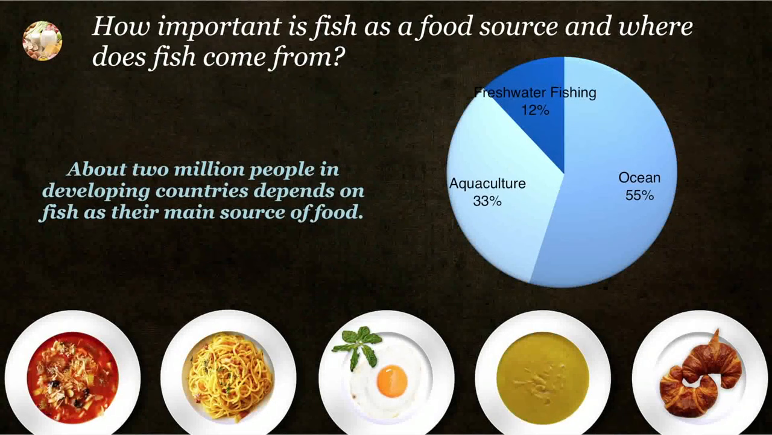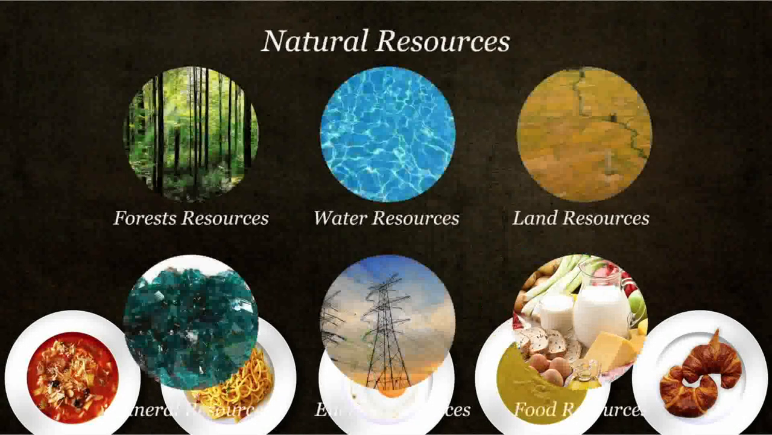And what are the sources of fish? We are getting at least 55% of fishes from oceans and 33% from aquaculture, while freshwater fishing is only 12%. That means from rivers and lakes we are getting only 12% of the fish. About 2 million people in developing countries depend on fish as their main source of food. So that was all about the food resources. Thank you.